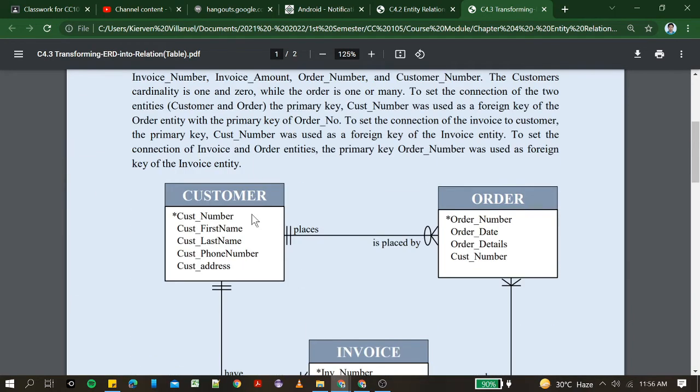So, since na-identify na natin yung entity na customer sa table, ang tawag dito, the attributes as the column, so isa-set natin yung isa doon as the primary key. So, in creating the table, we are going to set customer number as the primary key because the customer number will uniquely identify the records of the customer that can be saved on that particular table. Hindi naman pwede natin gamitin yung first name as the primary key, kasi baka maaaring merong magkakaparehong first name dyan. Maaaring may magkaparehong last name, di ba?